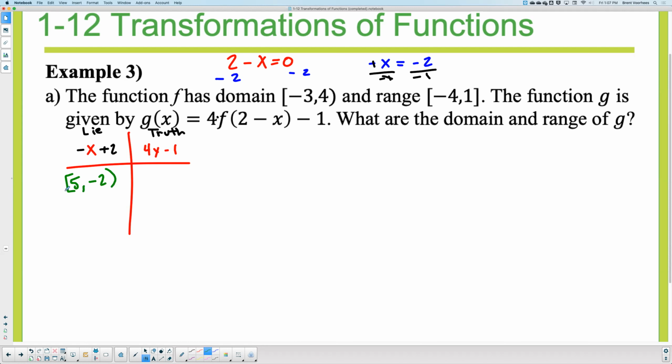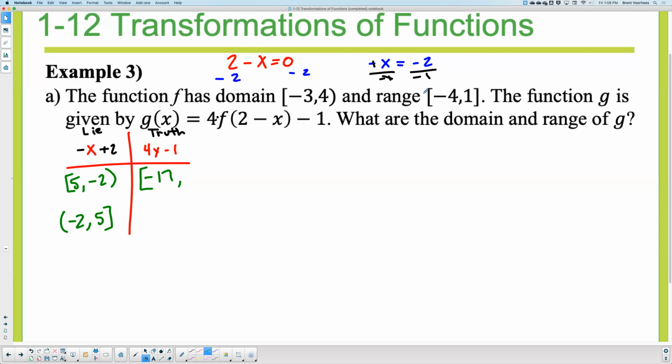Now, as I look at this, this isn't in the right order anymore because I'm going from a larger number to a smaller number. So I need to flip this around. I'm going to correct that first. We'll say the domain is going to be from -2 to 5. And now I come over here. The range was -4 to 1. I need to multiply by 4, then subtract 1. -4 times 4 is -16. Subtract 1 more, -17. This was a bracket.